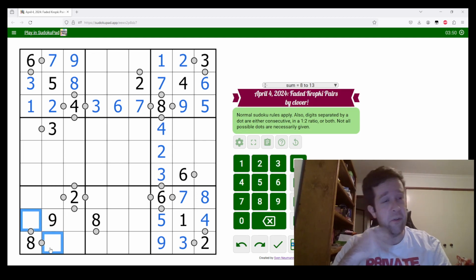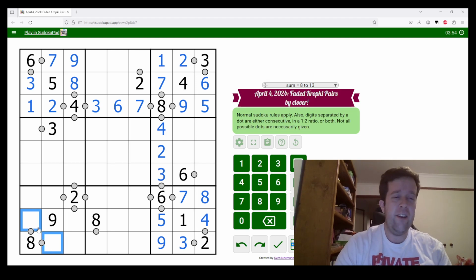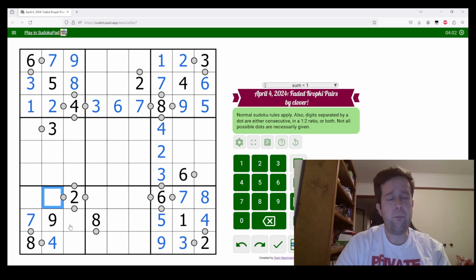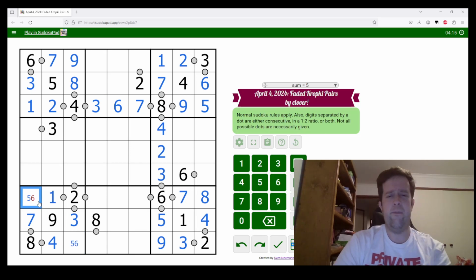We're going to do this one first because it's going to be a bit more helpful. 8 is consecutive with 7 and 9, and half 8 is 4, so this is 4 and 7. 2 is consecutive with 1 and 3, we've already placed 4 in this box. We know which way around it goes, that's 3, that's 1. This is 5 and 6, we know which way around that goes.